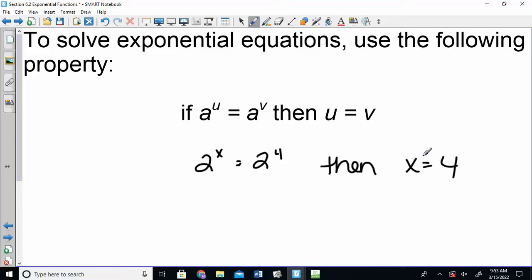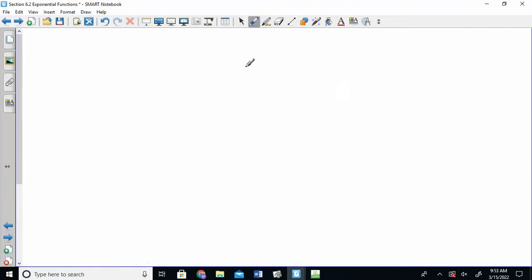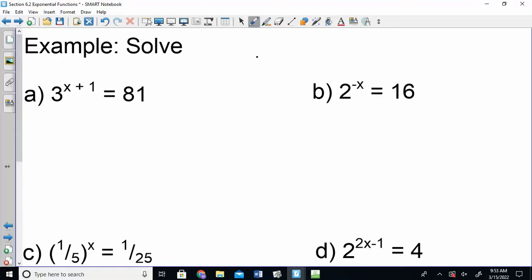But it has to be exactly like this. We can only have the base written once on each side. I can't have like 2 to the x times 2 to the 4th. It has to be once on each side, and then we are able to set your exponents equal. So we are going to just jump in with a problem. So let's just start here.